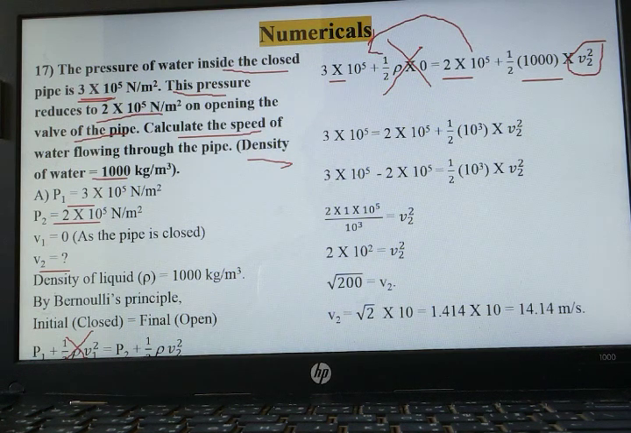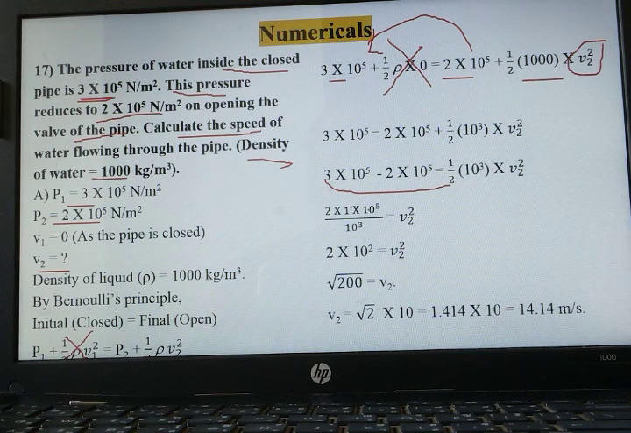So we get 3 into 10 raised to 5 minus 2 into 10 raised to 5 is equal to half 10 raised to 3 into V2 square. Now 3 minus 2 is 1, so we write 1 over here. This 2 is in the denominator, as it travels over here it becomes 2 only. So it is 2 into 1 into 10 raised to 5, and this 10 raised to 3 goes downwards into the denominator. So 2 into 10 raised to 5 upon 10 raised to 3 is equal to V2 square. Again 5 minus 3, it will be 10 raised to 2. So it is 2 into 10 raised to 2 is equal to V2 square. Again we can split 200 as 2 into 100.